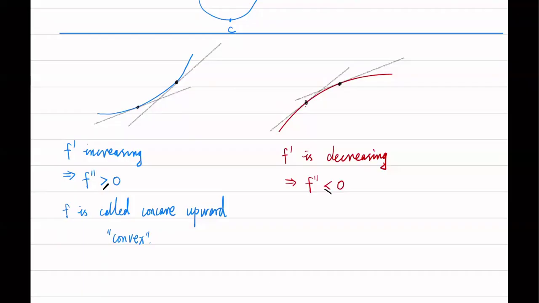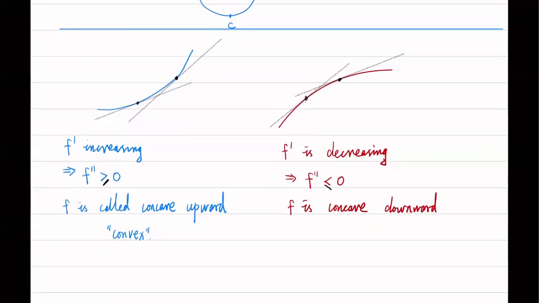This time we call it, okay, that's what they call it in the book. So sometimes we just say concave.